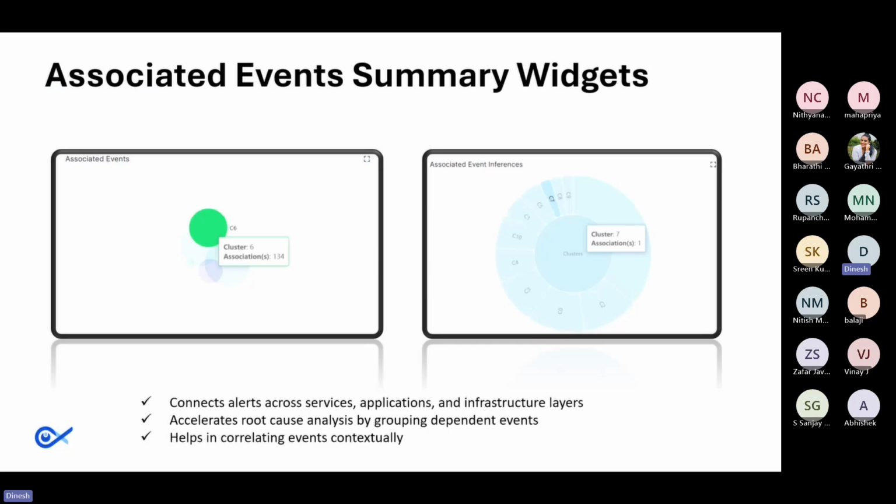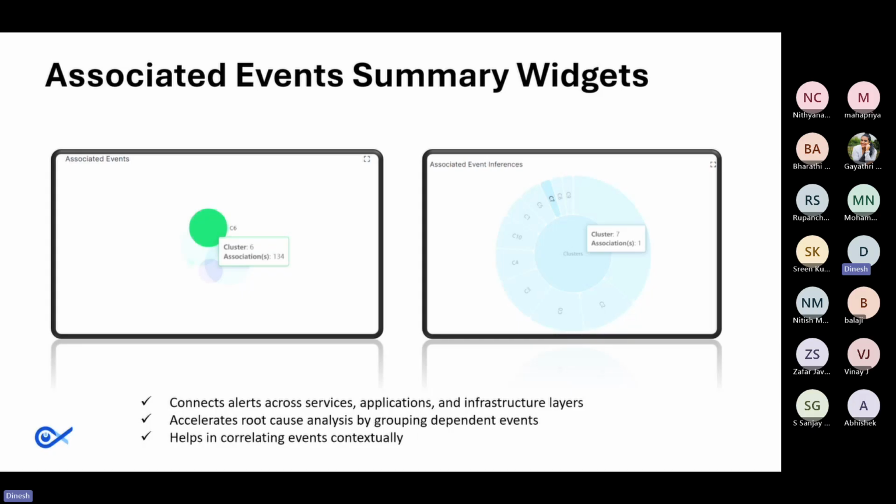So the next feature we have is the associated events summary widget. Here, as you can see, many events are grouped using topology awareness, dependency mapping, and pattern recognition. This helps identify the root cause versus the symptoms. It accelerates analysis by grouping multiple dependent events, and helps in correlating events contextually.